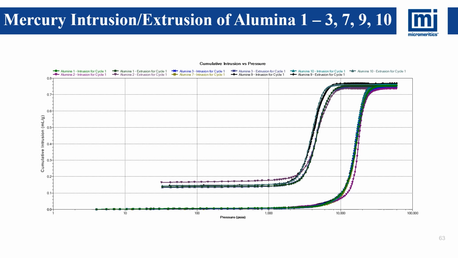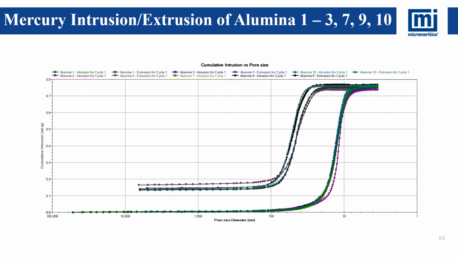Here we see a slightly different depiction of the mercury intrusion and extrusion data for our 6 alumina aliquots, where on the y-axis we still see cumulative intrusion, but on the x-axis we have the pore size given in nanometers. By using the surface tension of the mercury and the angle of contact between mercury and the surface of the sample, we can calculate from pressure an equivalent pore size, the size of a pore opening being filled by the mercury.